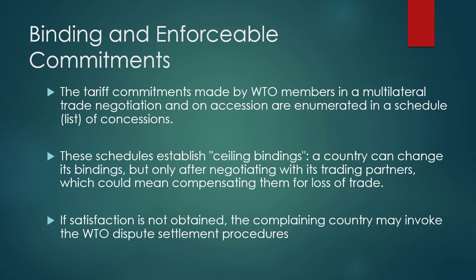The tariff commitments made by WTO members in a multilateral trade negotiation and on accession are enumerated in a schedule or a list of concessions. These schedules establish ceiling bindings. A country can change its bindings, but only after negotiating with its trading partners, which could mean compensating them for the loss of trade. If satisfaction is not obtained, the complaining country may invoke the WTO dispute settlement process.